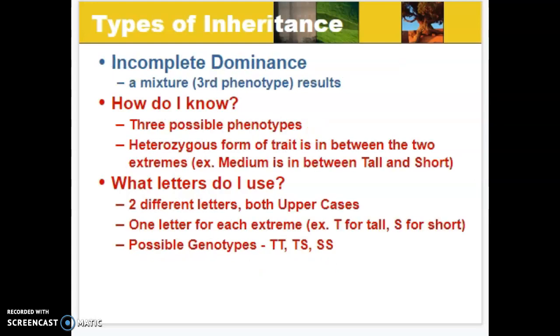Incomplete dominance. In incomplete dominance, there'll be three phenotypes. If you got two of one gene, you will have this. If you have two of another gene, you'll have that. If you have one of each, you got something in between. There's a mixing, a blending in the heterozygous form. The example we have is medium, which is between tall and short. So something in the middle. You can use two different letters, though you don't necessarily have to. Just know that there is going to be a dominant one, it's going to be the extreme size, and the other one's going to be the other side of things. If you got one of each of the alleles, then it is a blending.